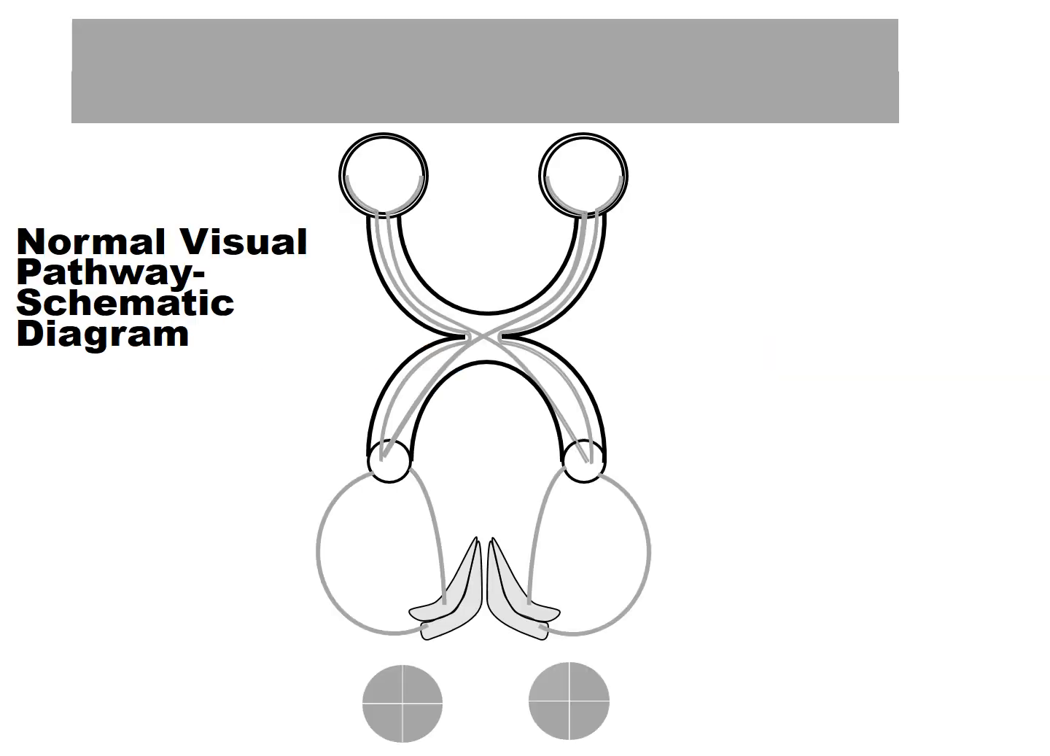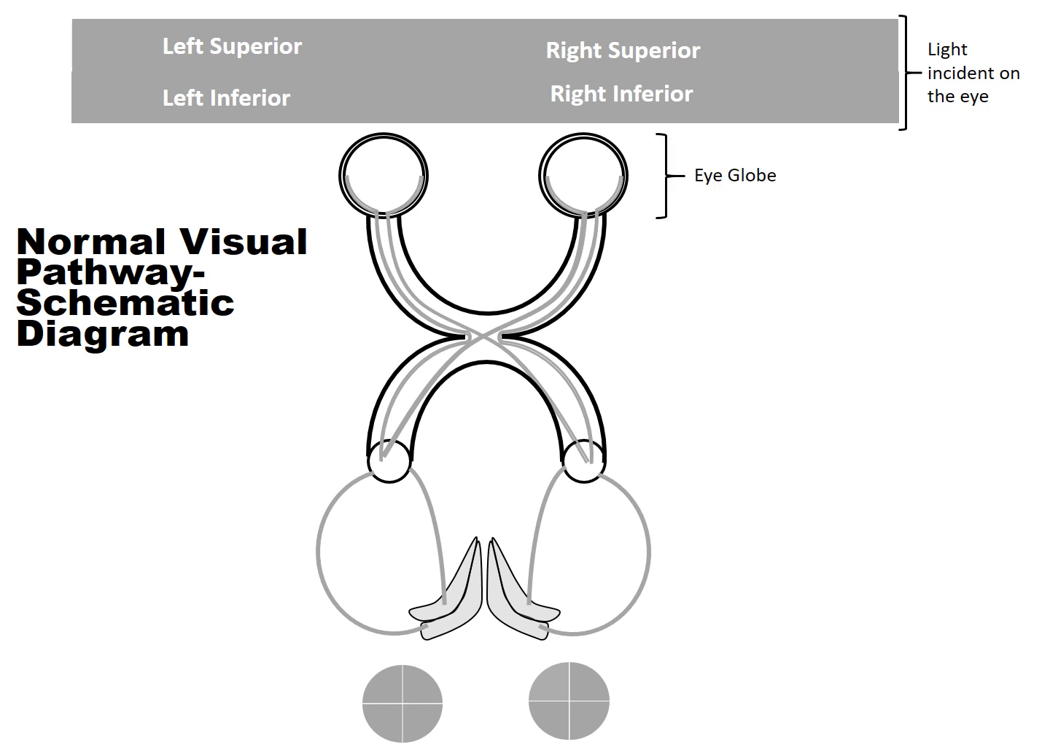The rest of this podcast will use a schematic animation to illustrate the anatomical basis for common patterns of visual field defect. At the top of the screen, there is a grey rectangle which represents the prevailing environmental light exposure. It is split into right and left superior and inferior fields. Next are the two upper circles which represent the globes of the eye.